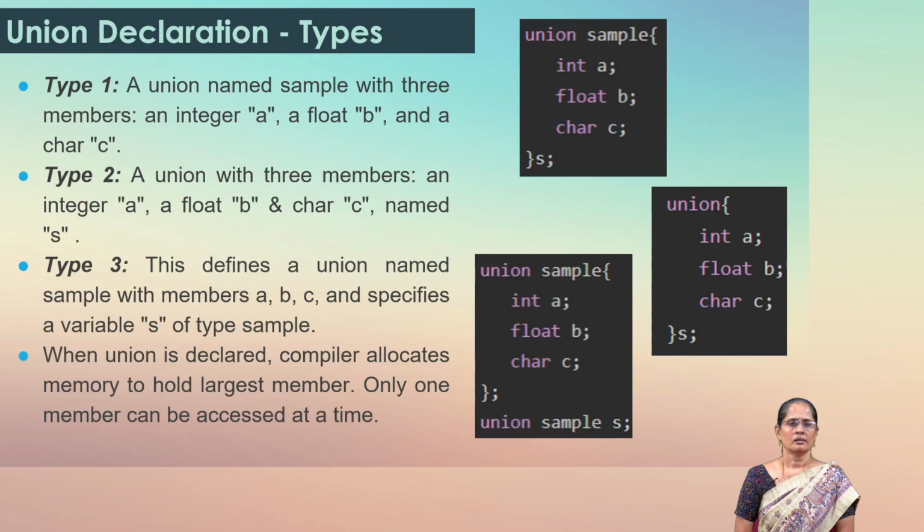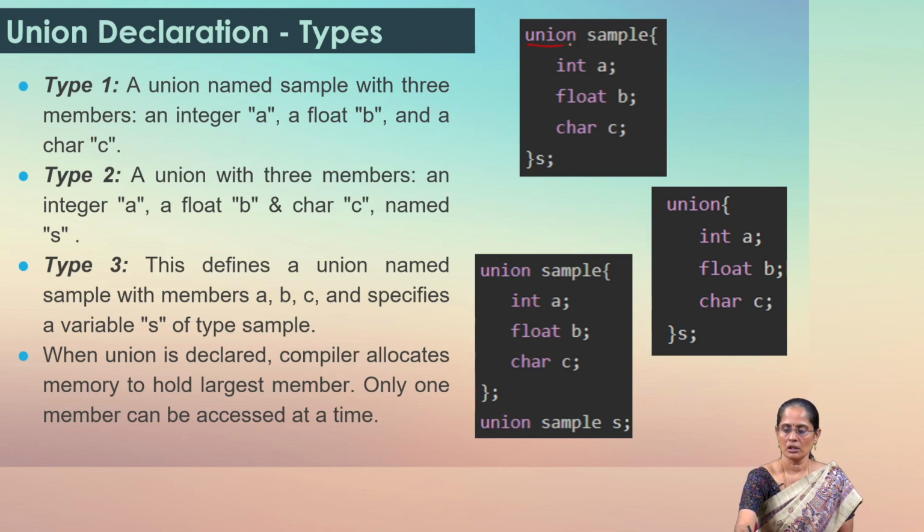Like structures, a union also can be declared in more than one method. So, what are the methods? In type 1, a union named sample with 3 members: an integer a, a floating point value b and a character c. In type 1, what we do?